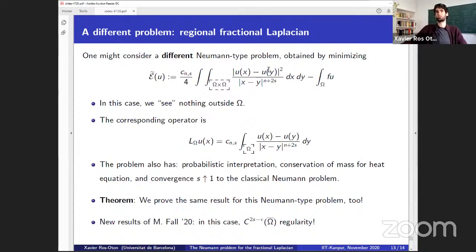In the regional case, solutions to the Dirichlet problem look like distance to the 2s-1. This is the exact power with which they behave near the boundary. And solutions to the Neumann problem are the ones for which this kind of normal derivative is zero. But these are local conditions on the boundary.